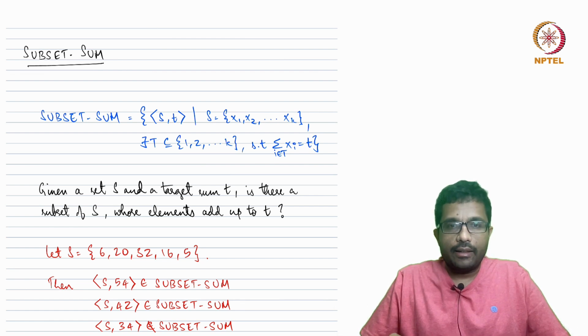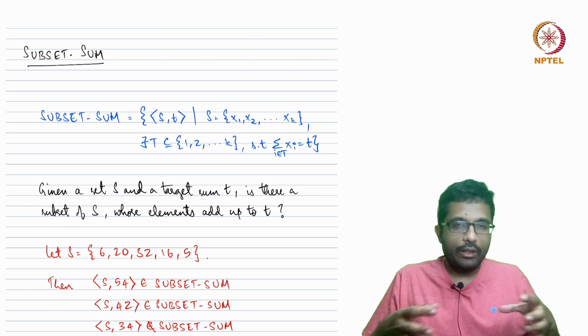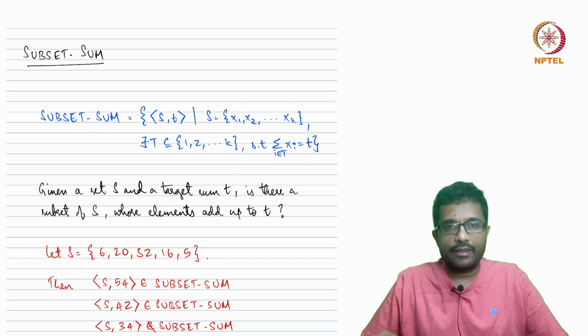Then we saw that clique was NP complete. We saw vertex cover was NP complete. We saw Hamiltonian path was NP complete. These were basically, we were looking for certain type of structures in graphs, right?